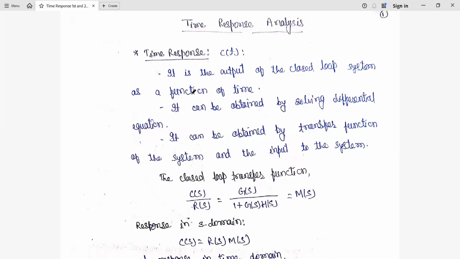So now, what is the time response? For this, we need to consider a closed loop system, and that closed loop system is a function of time. Generally, in the closed loop system here, we are going to consider unity feedback. Unity feedback means H of s will be equal to 1. This can be obtained by solving the differential equation, and it can also be obtained with the help of the transfer function and the input signal.